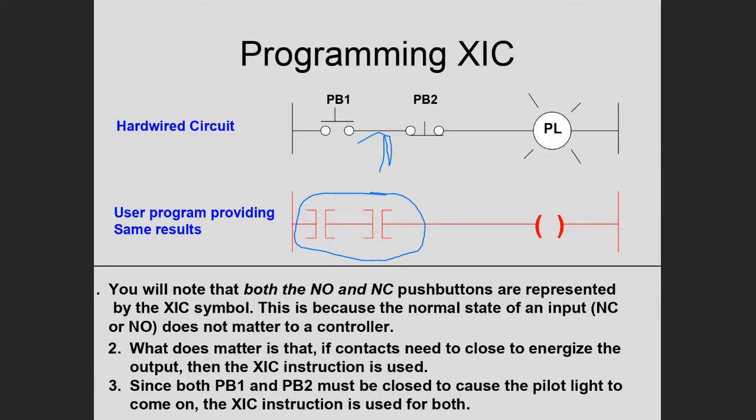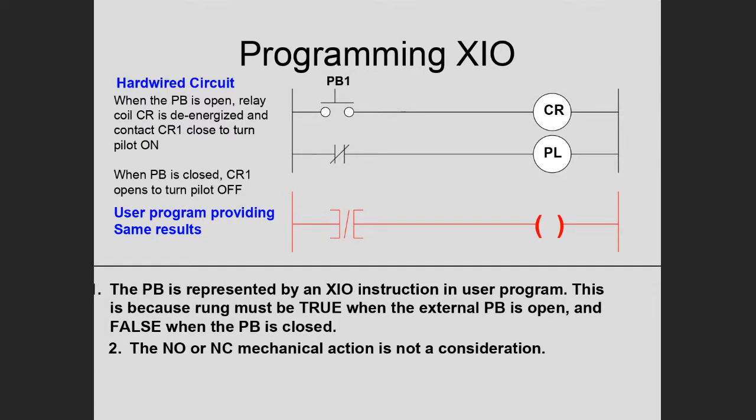Here's another example. Notice in these examples, you have to understand how the hardwire circuit works in order to implement it in logic. So here's the description over here. It says when this push button is open, the relay contact is de-energized. That means it's off. And the contact CR1 will close to turn on the pilot. So here's what we have. Let me get off the camera for a second. I want to make sure you understand this.